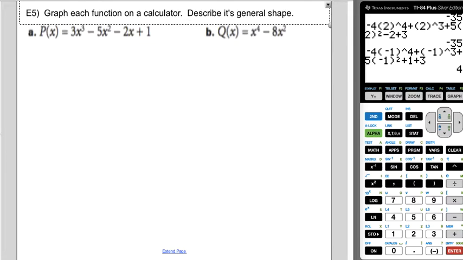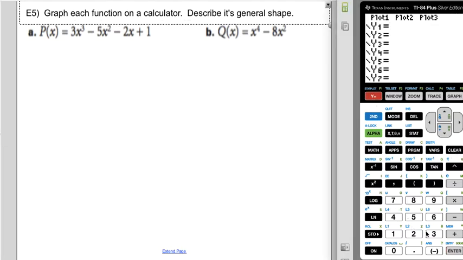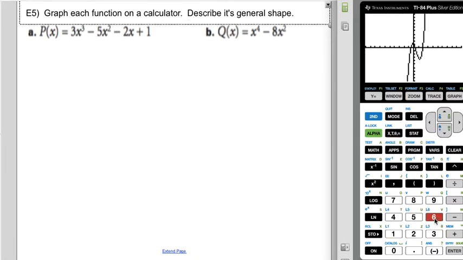All right, so in E5, we're going to graph a function on a calculator, and we're going to describe its general shape. So let's go ahead and graph this: 3x cubed minus 5x squared minus 2x plus 1. Let's see what that looks like. I'm going to zoom 6 because who knows what window I was using before. Hey, there we go. This is exactly what I'm expecting out of a cubic. We'll take a quick little screenshot of that because we have the luxury of doing that on a computer.